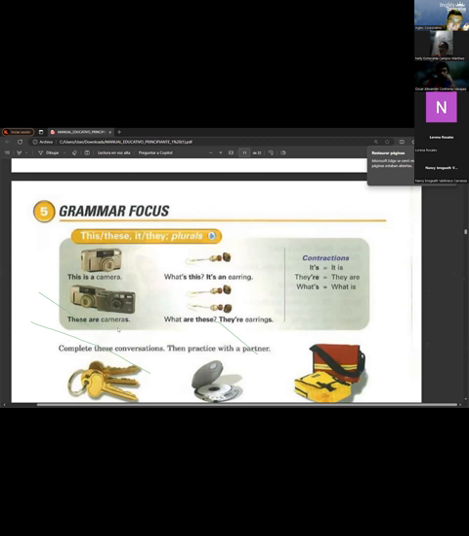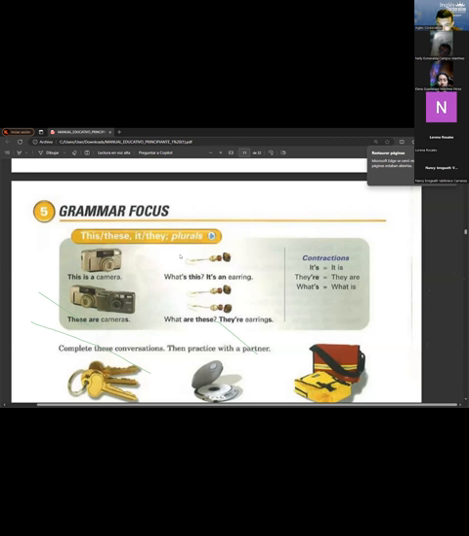All right. Okay. ¿Cómo hacemos pregunta? La pregunta únicamente vamos a intercambiar la posición del verb to be con el uso de this. Okay. Por ejemplo, what is this? What's this? Aquí hay quizá la forma contractada. Okay, what's this? It's an earring.